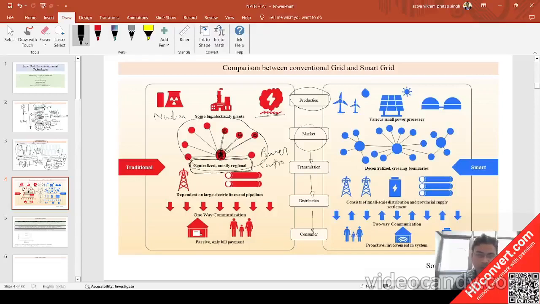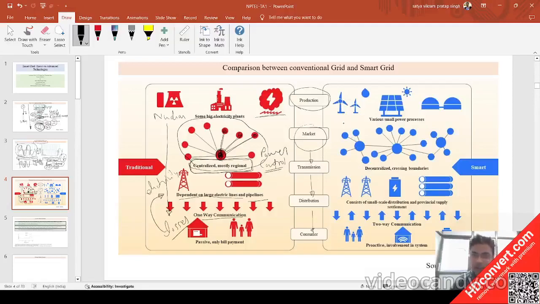This is centralized, and it depends upon large electrical lines and pipelines for transmission, and there is one-way communication. Why one-way communication? Because you get the electricity from these power plants and you pay the bill for it, but you don't have any control to manage or reduce losses, improve power quality, or make profit. So it is only one-way communication in the traditional grid.